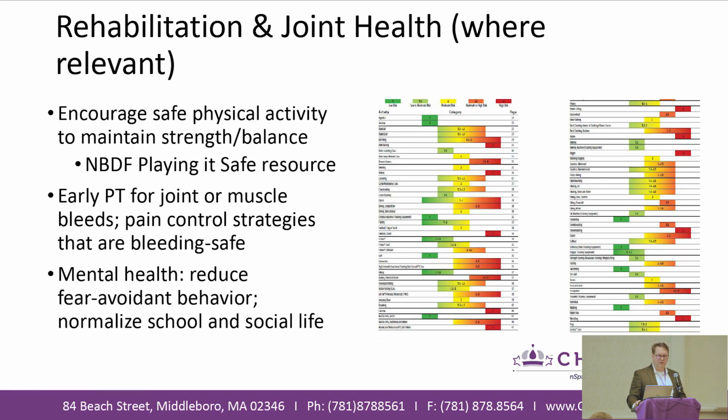Rehabilitation and joint health for those that have joint problems. The National Bleeding Disorders Foundation has something called Play It Safe, a resource that goes through activities by color. Red activities like wrestling or boxing are more dangerous, whereas green activities like swimming and golf are a little bit less problematic. Working with PT to build muscles, which not only look great, but help protect our joints. And mental health is a big component too. This is just a screenshot of the Play It Safe resource, and it lists each activity along the left and shows you the relative degrees of safety for each of them.